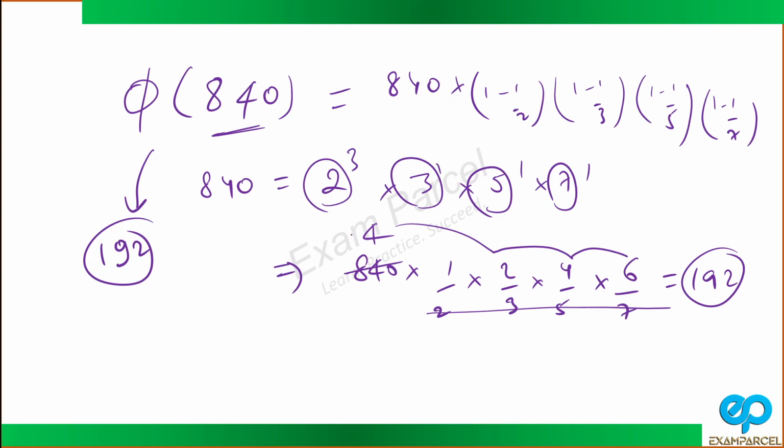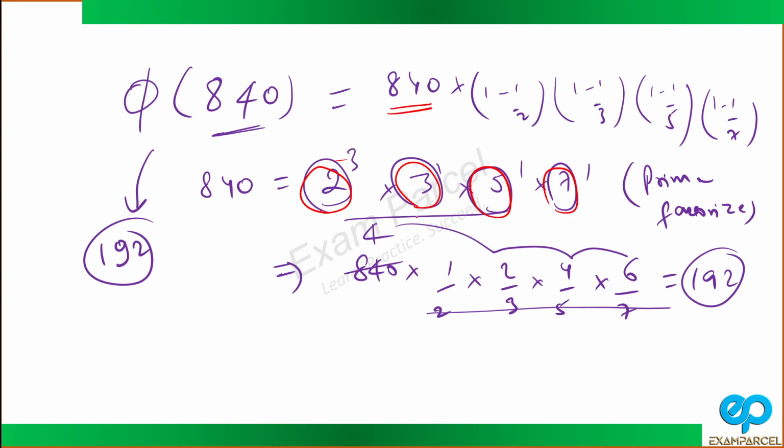You will first prime factorize. First step is prime factorize. Second step is note down all the primes, ignoring the powers. So primes involved are 2, 3, 5, 7. Simply ignore the powers. And then write the number multiplied by 1 minus 1 upon first prime into 1 minus 1 upon second prime, and so on, right? So this way you can get your answer.